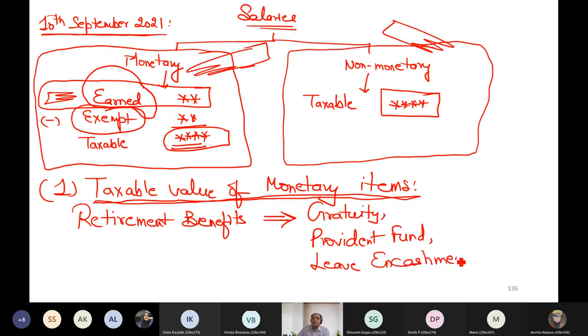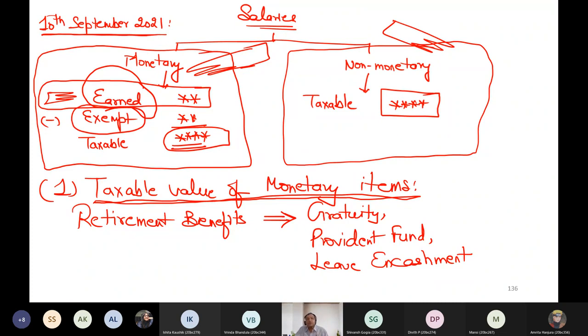Employers give leave to the employees. Some days of leave are given every year, and if the employee does not avail those leaves, they get accumulated in the employee's account. So when he or she retires, he can surrender those leaves, and in lieu of surrendering those leaves, you will get cash. That is known as leave encashment.